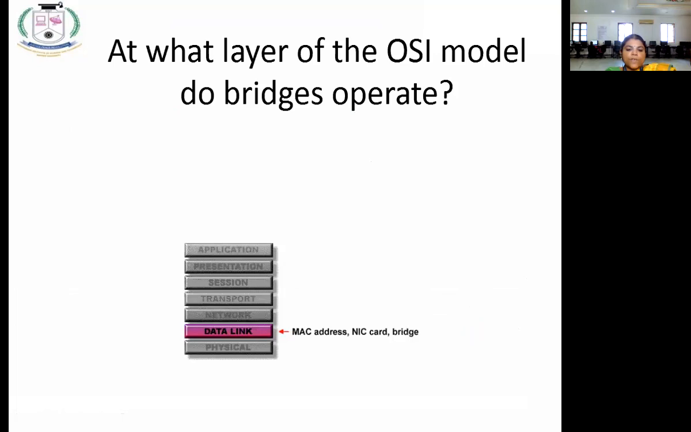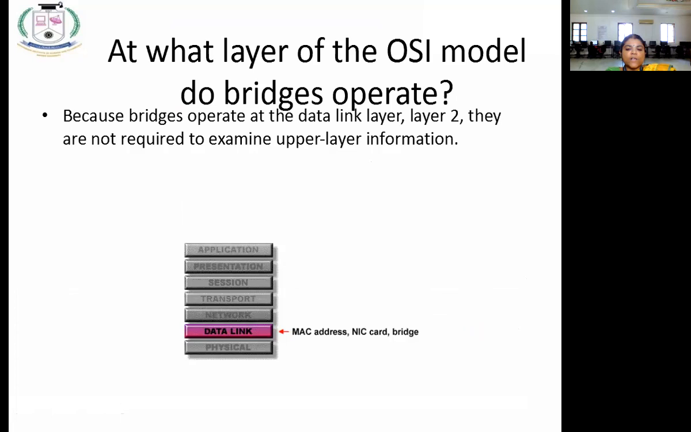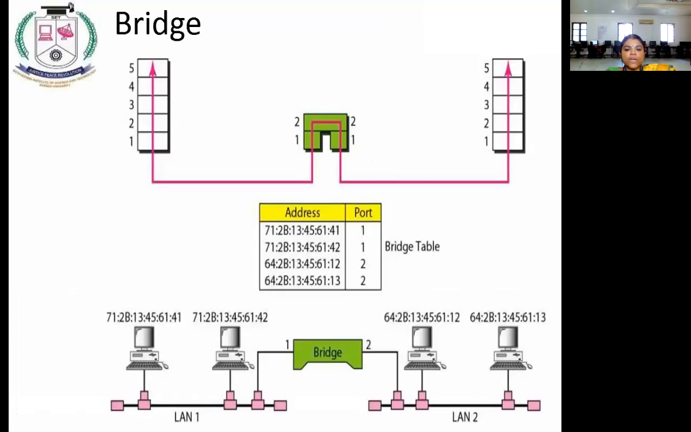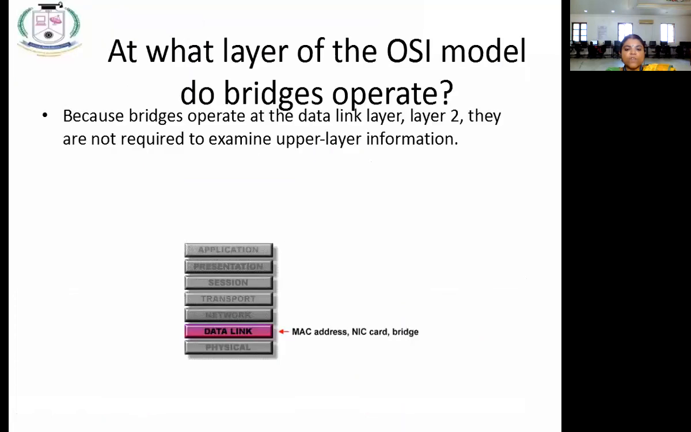So they operate in the data link layer. So what is actually available in the data link layer? You know, in the data link layer, each and every device is provided with a MAC address.